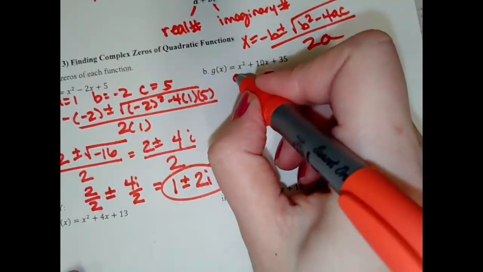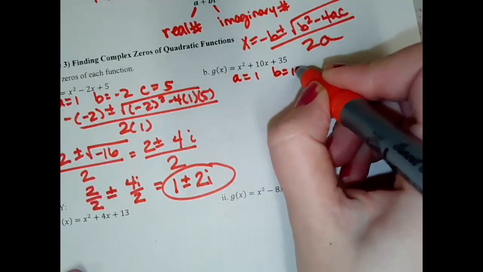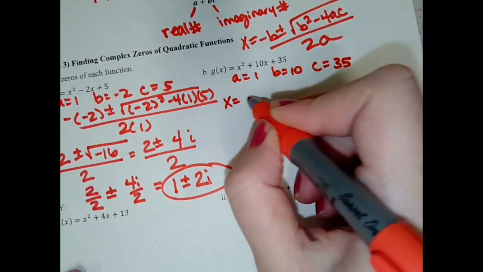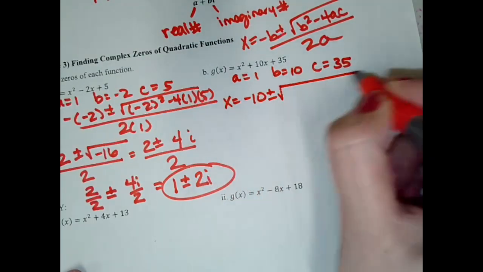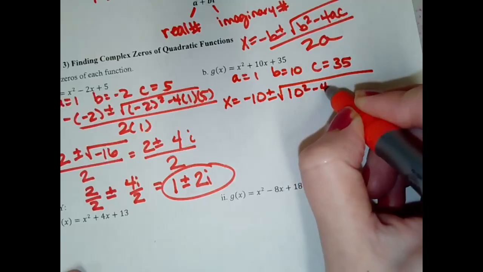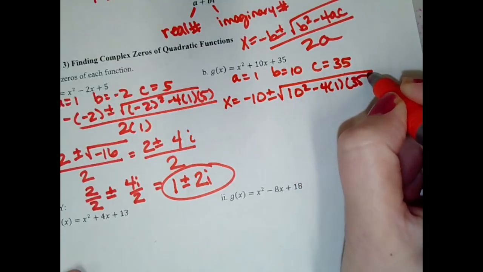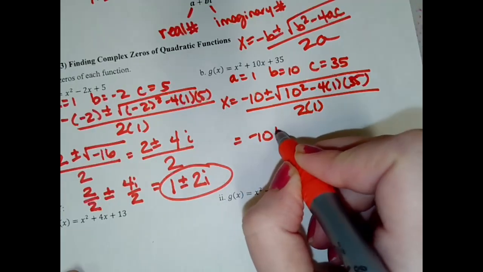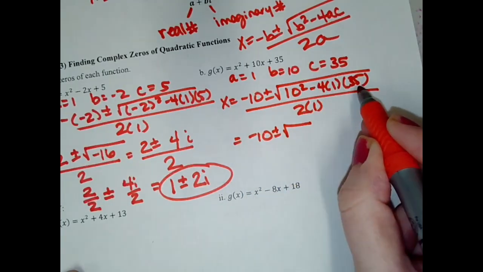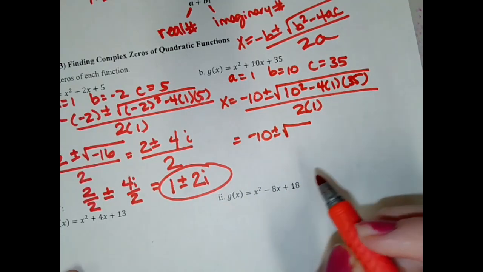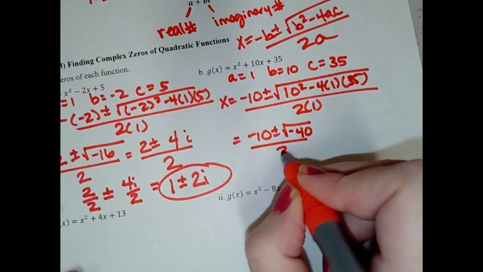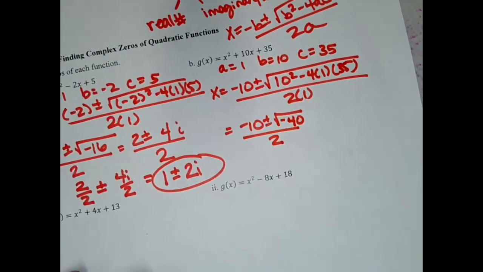Let's do this one. Already in standard form, so a is 1, b is 10, c is 35. I'm going to go ahead and plug it into the quadratic formula, negative b plus or minus square root b squared minus 4 times a times c all over 2 times a. And then I'm going to simplify, plugging in only what's underneath the radical, so 10 squared minus 4 times 1 times 35, I got a -40 over 2 times 1, which is 2.